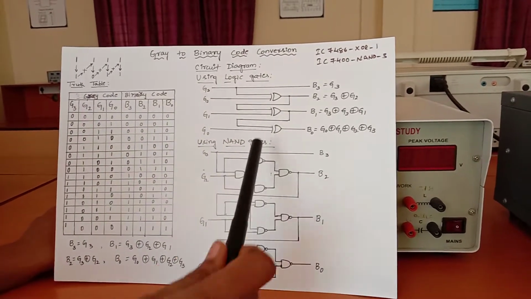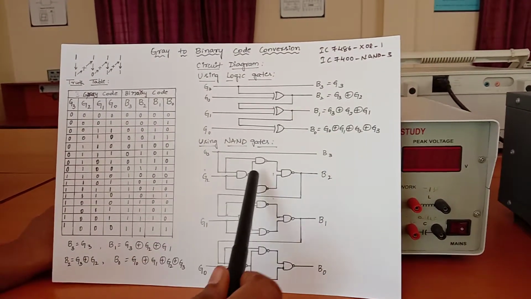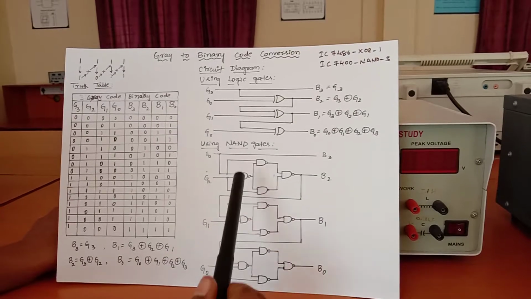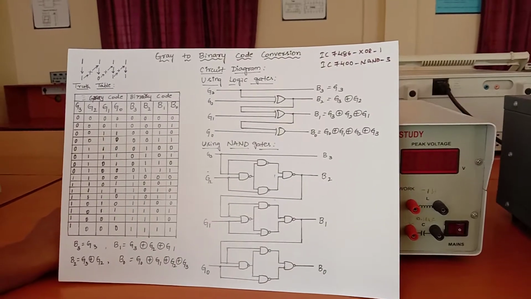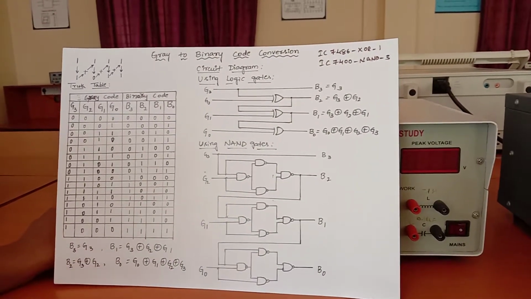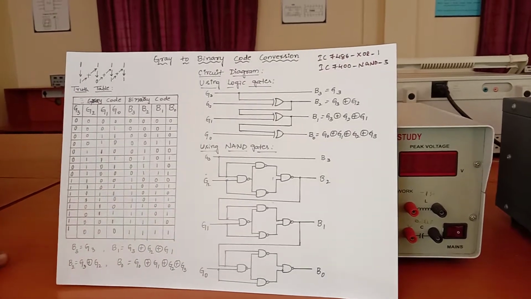So like this we have to do. Therefore 3 XOR gates will be replaced by 4 NAND gates. Okay, so therefore we will get this expression. Now we will see the circuit diagram and connection.